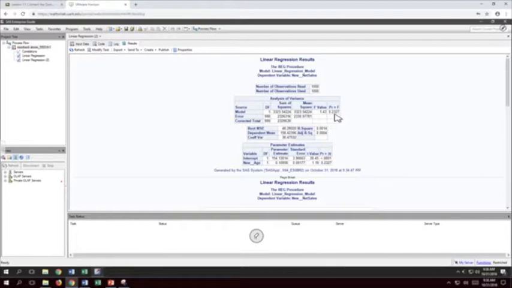So we're going to fail to reject our null hypothesis. So there is no linear relationship. So should we use age to predict net sales? Not a chance. No, I thought it was going to be fun.